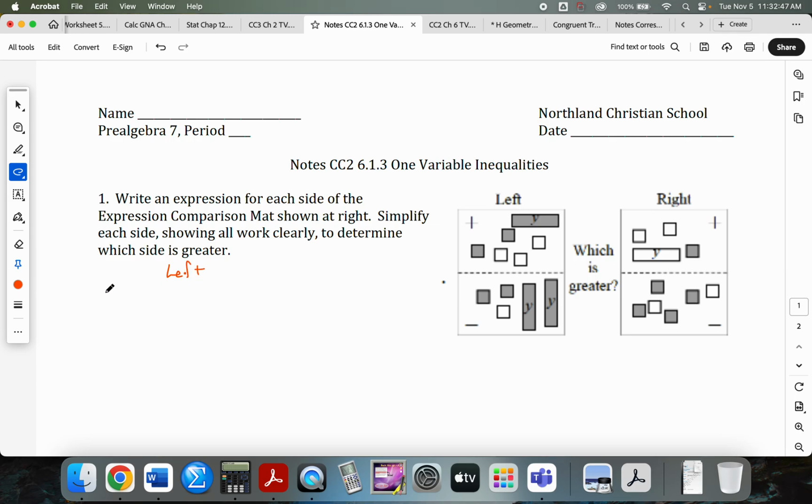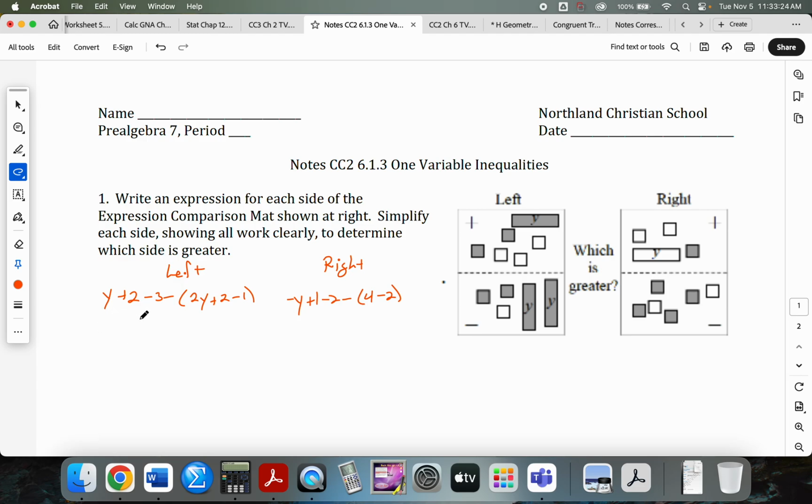So for the left, we're going to have y plus 2 minus 3 minus 2y plus 2 minus 1. And then on the right, we've got negative y plus 1 minus 2 minus 4 minus 2. Always start with exactly what you see. Don't start pulling things out before you write all that out.